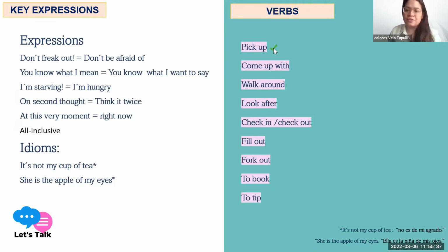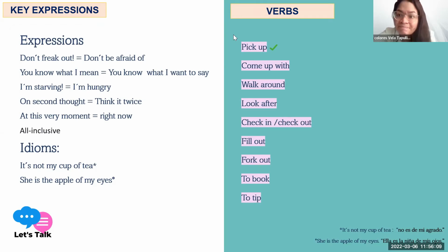For example, if something falls down, I pick up. Let's suppose that my cell phone falls down. I have to pick it up. I pick my cell phone up. Another example is if I take my children to school at the end of the day, I have to pick my children up. Yes, very good. Okay, let's see the next.